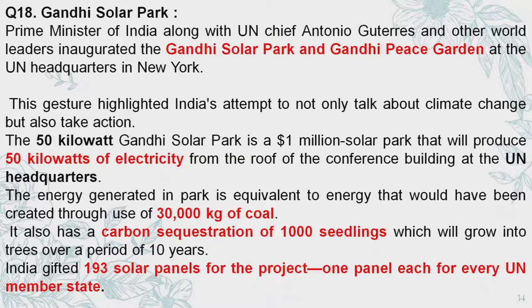The 50 kilowatt Gandhi Solar Park is a 1 million pound solar park that will produce 50 kilowatts of electricity from the roof of the conference building at the UN headquarters. The energy generated is equivalent to the consumption of 30,000 kilos of coal. Similarly, it is equivalent to planting 1,000 seedlings over a period of 10 years. So, both in terms of consuming coal and planting trees, the program was very unique.